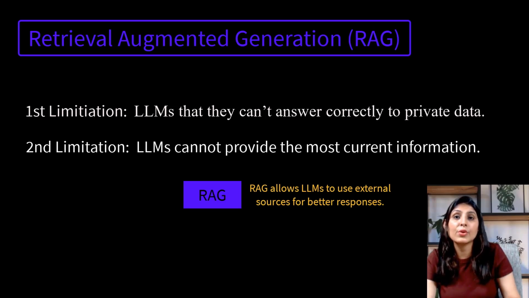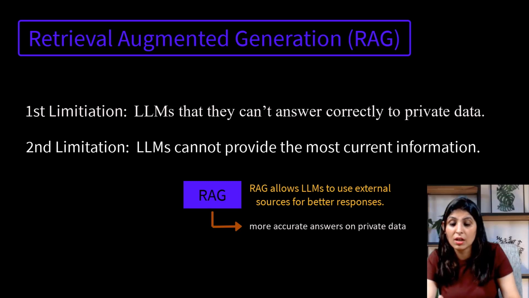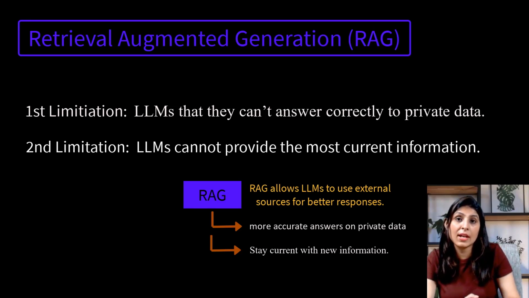RAG lets LLMs use external sources to give you more accurate answers on private or specific data, and RAG also helps LLMs stay current with new information. So in short, we can say that RAG helps LLMs use outside data. Outside data means the new data, the data on which LLMs were not trained, the data which is totally new to the LLMs, like your company's private data or the latest information. So with the help of RAG, we can provide this external data to LLMs, and then they can work for our specific use cases.